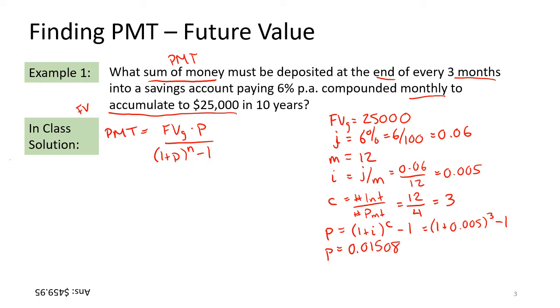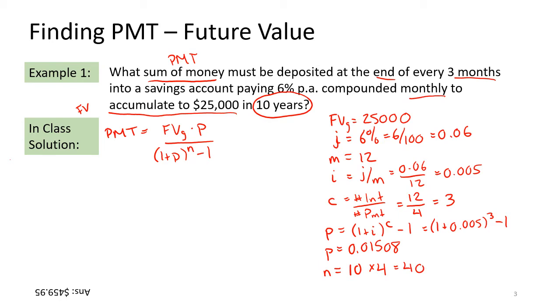The last item you need is the total number of payment periods, N. And we're paying for 10 years, and we're paying quarterly, every 3 months. So 10 times 4 gives us a value of 40.